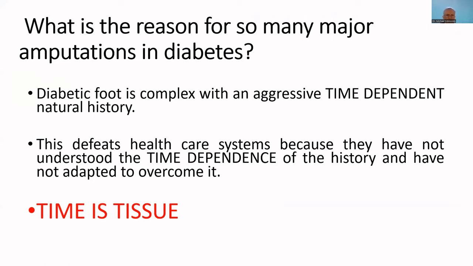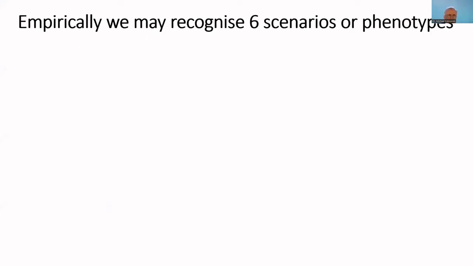What is the reason why so many major amputations occur in diabetes? Well, the diabetic foot is complex with an aggressive time-dependent natural history. This defeats healthcare systems because they have not understood the time dependence of the history and have not adapted to overcome it. And simply, time is tissue.